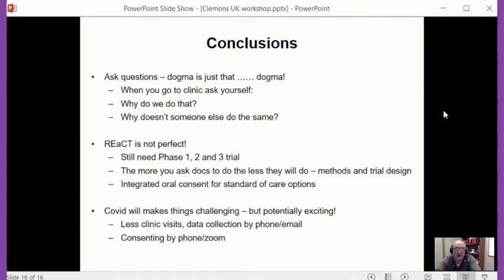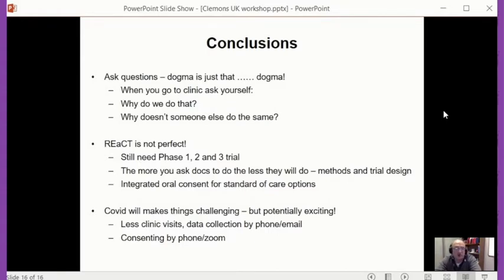REACT is not perfect. We still need phase 1, 2, and 3 trials. With any clinical trial, the more you ask healthcare providers to do, the less they will do. So asking for more gets you less. This is important for your methods and your trial design.